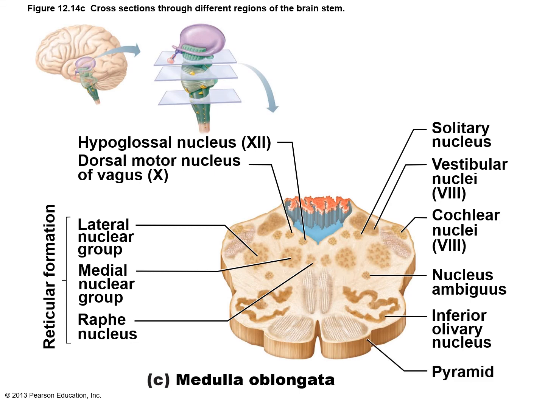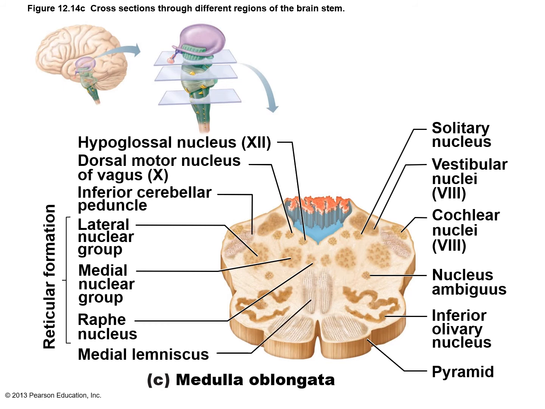Finally, we have the white matter, which consists of the pyramids, which, as I said, are places where there are a lot of tracts going to and from the spine and the higher portions of the brain. You also see the medial lemniscus and the inferior cerebellar peduncle, which is responsible for communication again with the cerebellum.